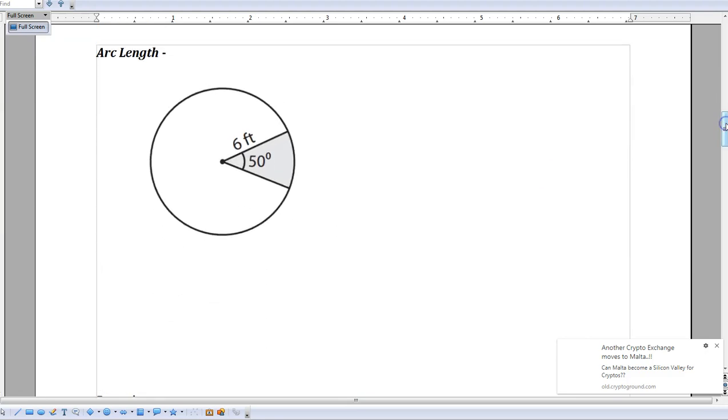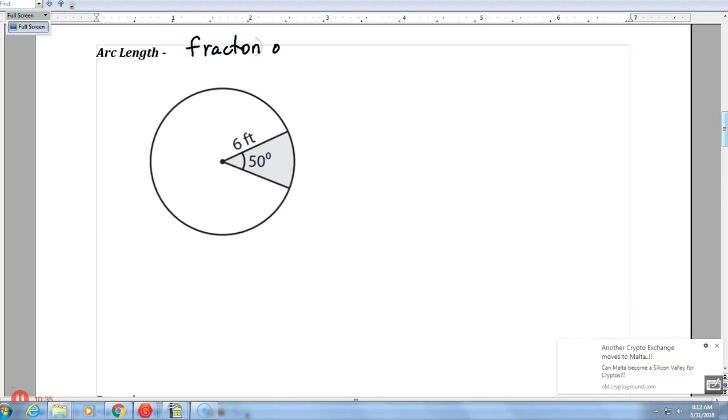Same exact idea for arc length. Arc length is just, and I'll probably just use the calculator on these next ones, a fraction of the circumference. It's just a portion. So, like on this problem, the arc length that we're referring to is this little piece right here. I just want to know how long that little piece is.